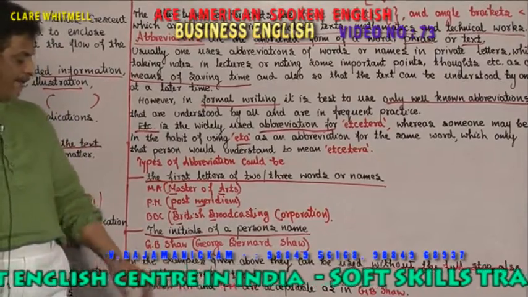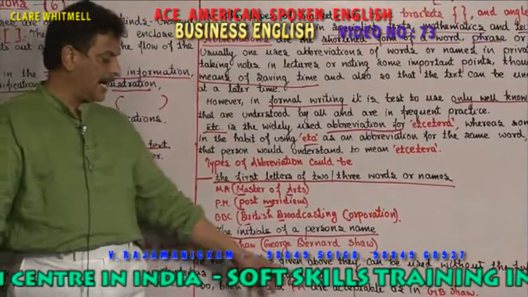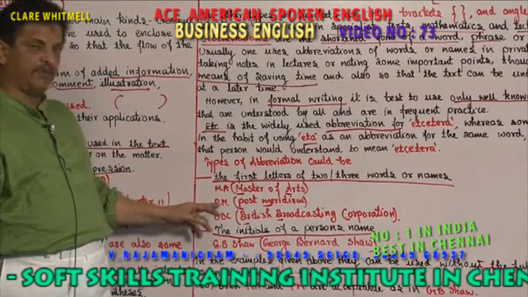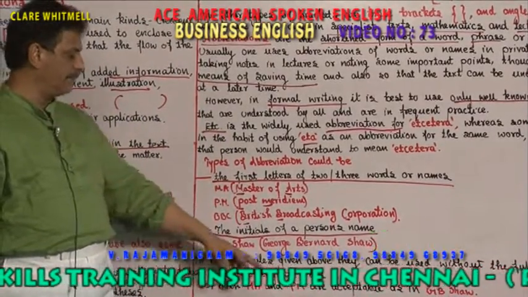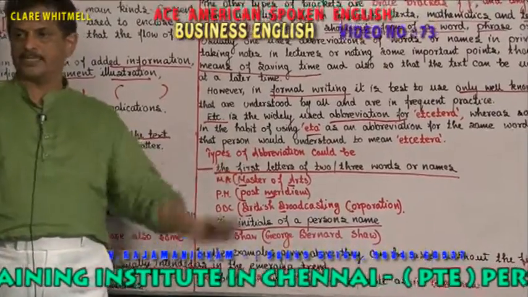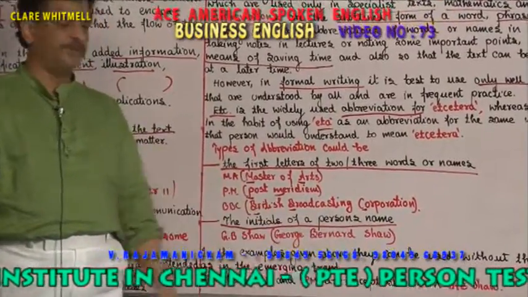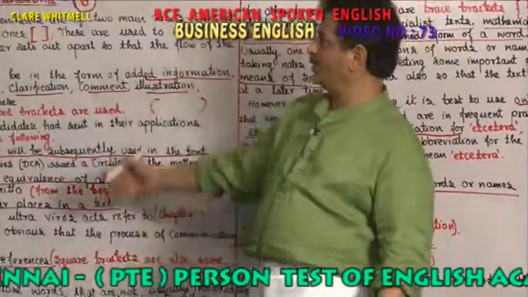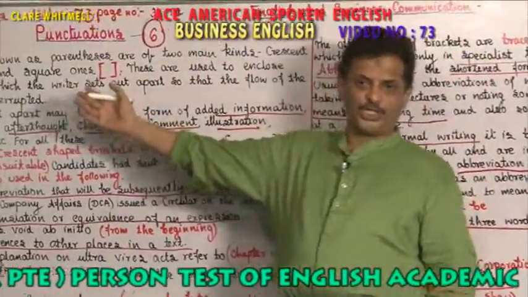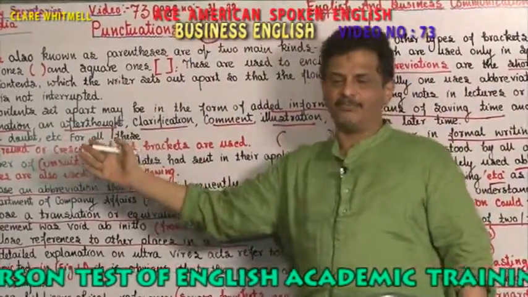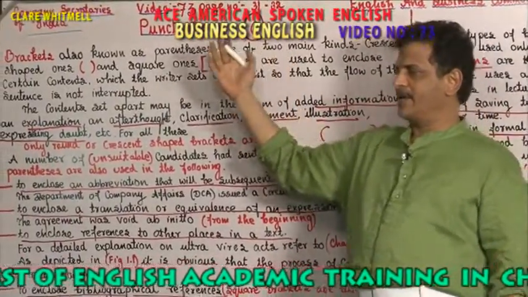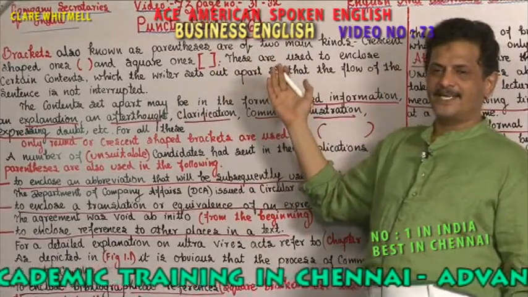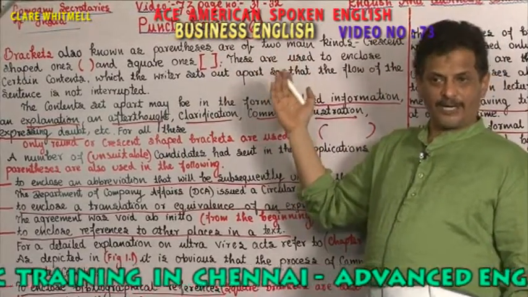So, both MA and PM are acceptable, as in GB Shaw. Here PM, P point M, no need of writing P full stop M, you can just write like that. GB Shaw, without any full stop you can write. So, dear friends, what do you understand? Punctuation. In punctuation, brackets are of 2 types. It is crescent shaped brackets and it is square brackets.